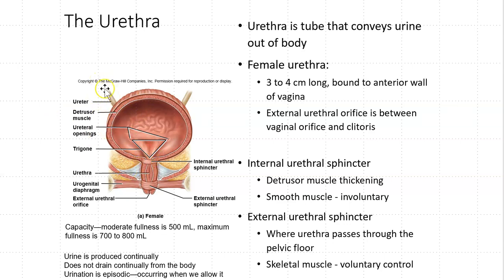So the last portion of the urinary system is the ureter and the urethra. The ureter is a tube that brings urine to the bladder, and the urethra is the opening through which we excrete urine out of the body.